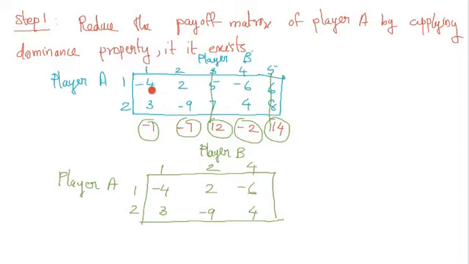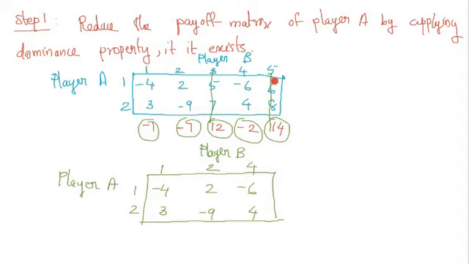For that, find the column sum. The first column sum is -1, second column sum is -7, third column sum is 12, fourth column sum is -2, fifth column sum is 14. Of these column sums, locate the highest value, that is 14, which corresponds to the fifth column. Now to apply the dominance property, we will check whether all the elements of the fifth column exceed the corresponding elements of any other columns.